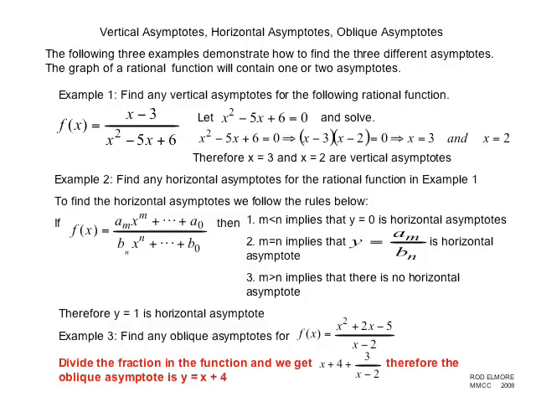In all of these cases, it would be good to graph them and take a look at it, to see what the vertical asymptotes, the horizontal asymptotes, and the oblique asymptotes are really telling us.